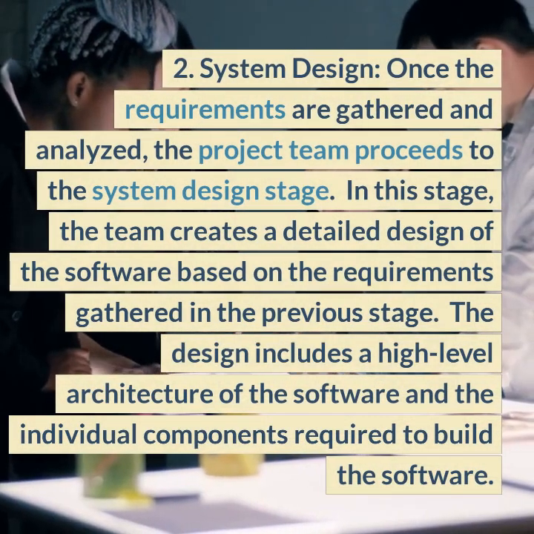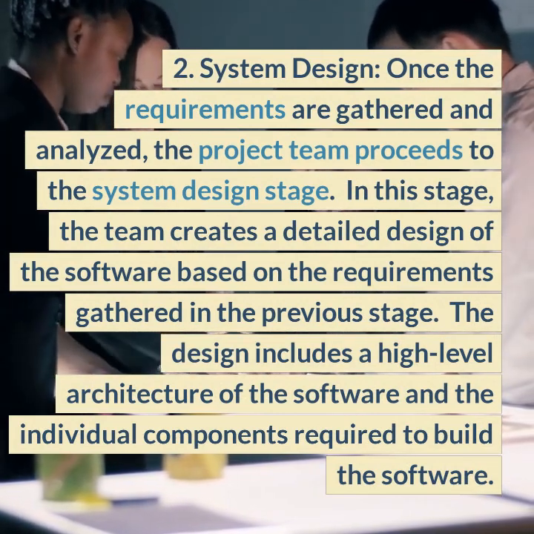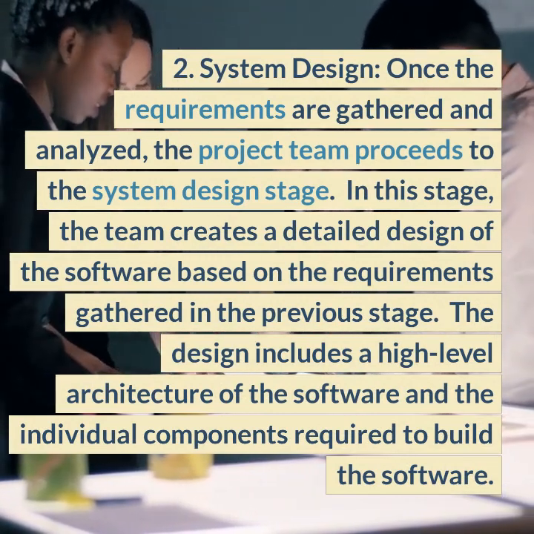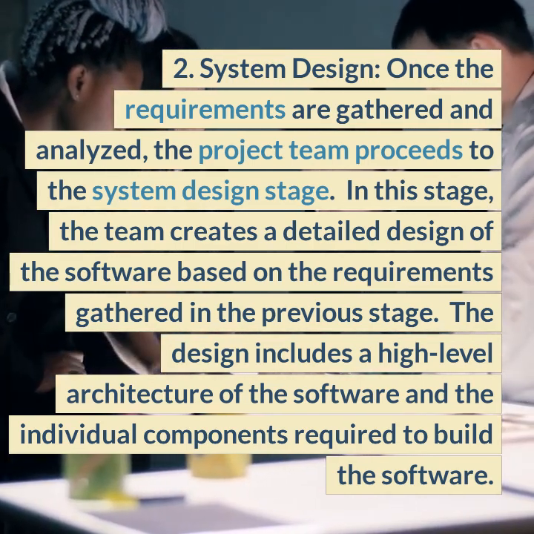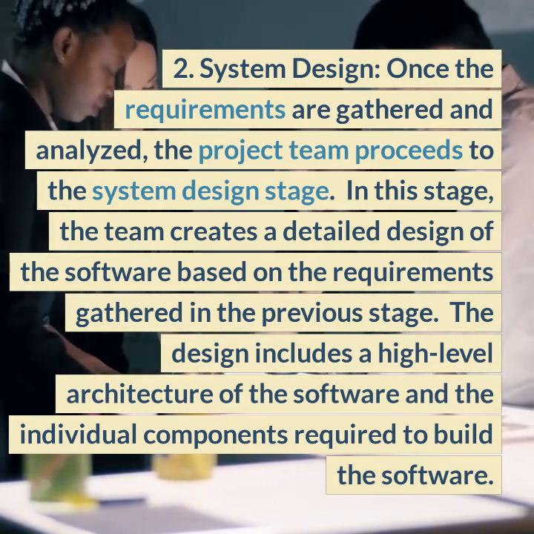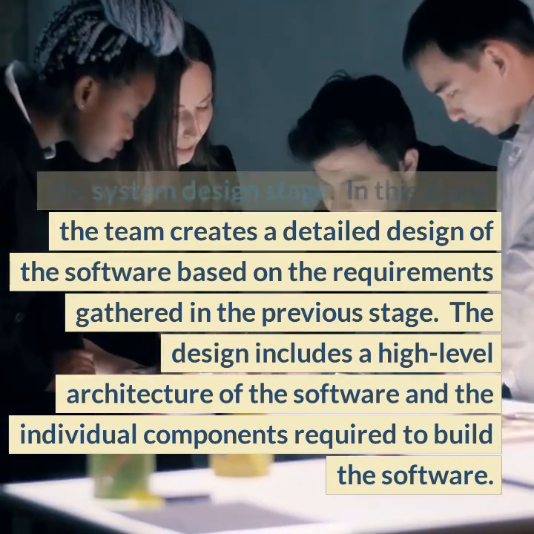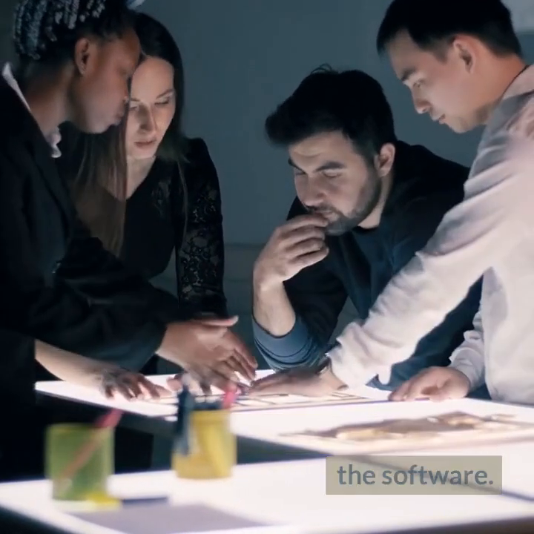2. System design. Once the requirements are gathered and analyzed, the project team proceeds to the system design stage. In this stage, the team creates a detailed design of the software based on the requirements gathered in the previous stage. The design includes a high-level architecture of the software and the individual components required to build the software.